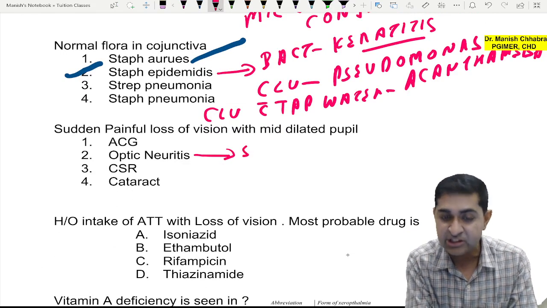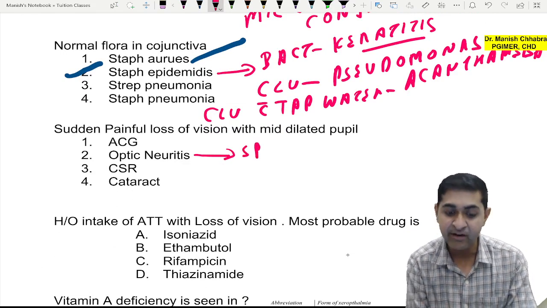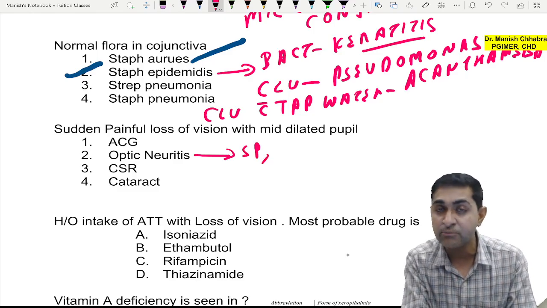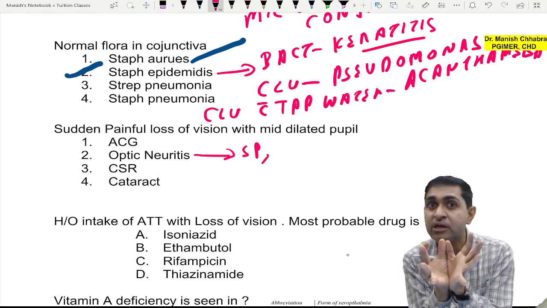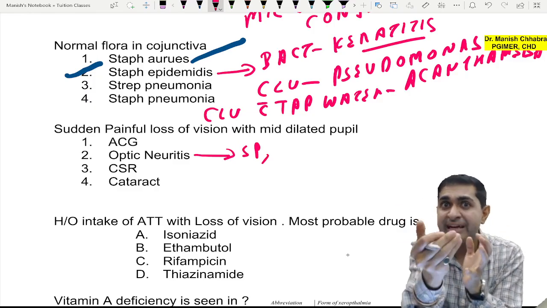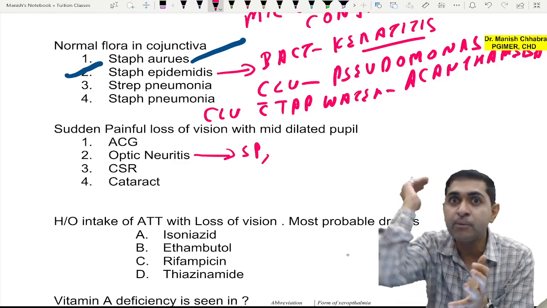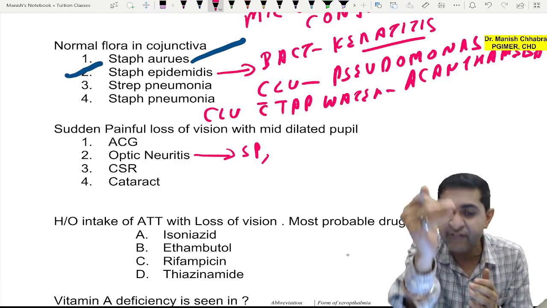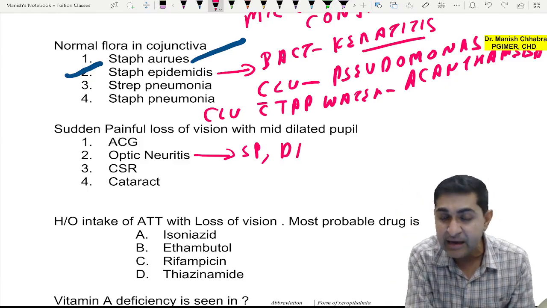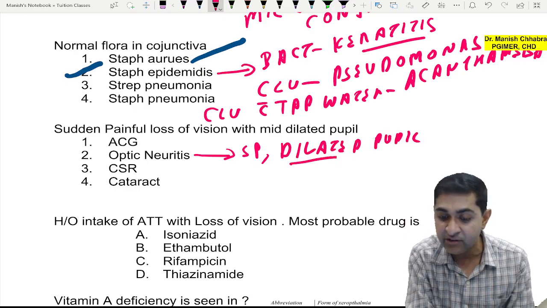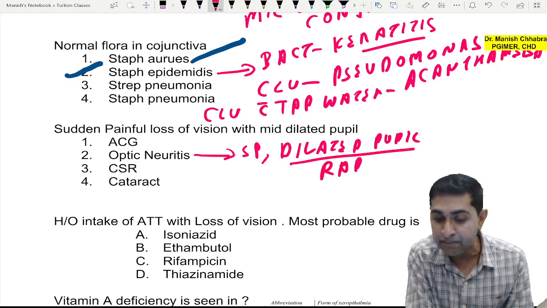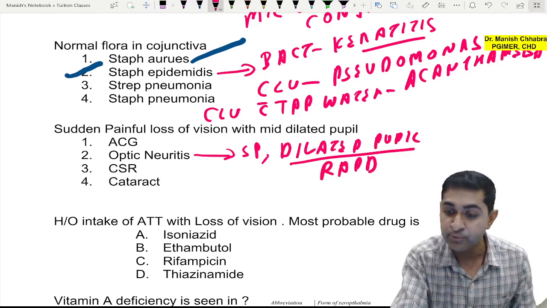In optic neuritis, there will be sudden, yes, painful loss of vision. But what about the pupil? Pupil will not be mid dilated, because there is involvement of the optic nerve, so the afferent pathway of the pupillary light reflex is affected. There will be a fully dilated pupil, and there will be presence of RAPD, relative afferent pupillary defect.